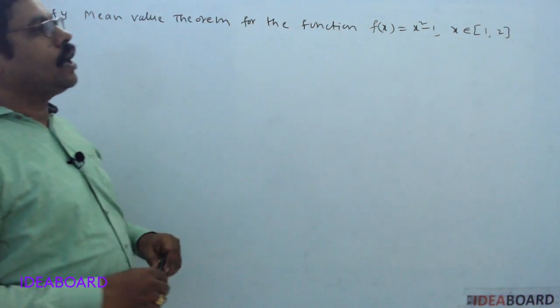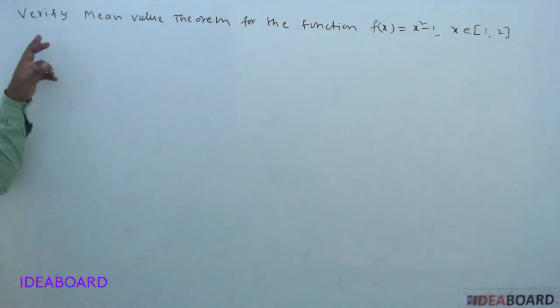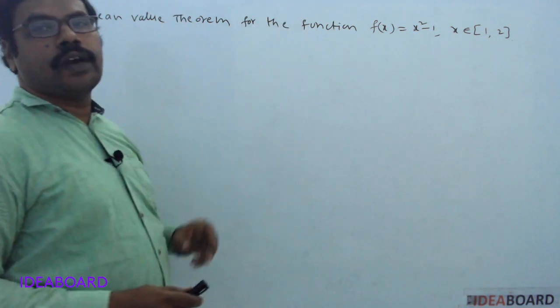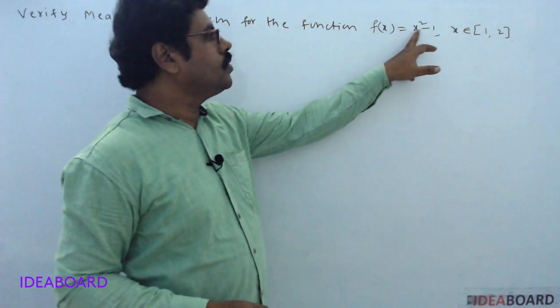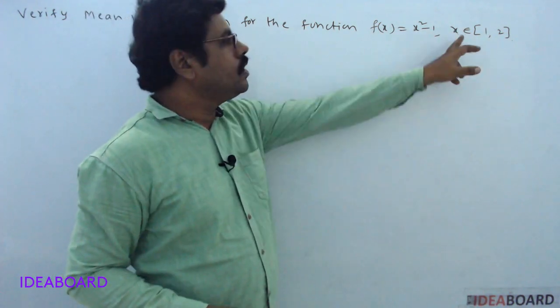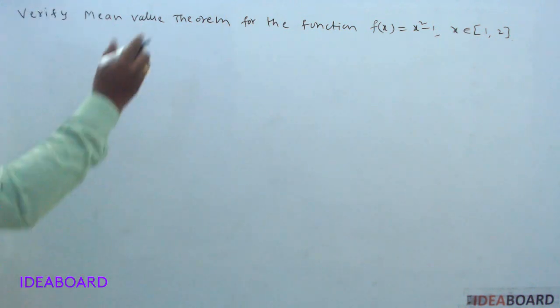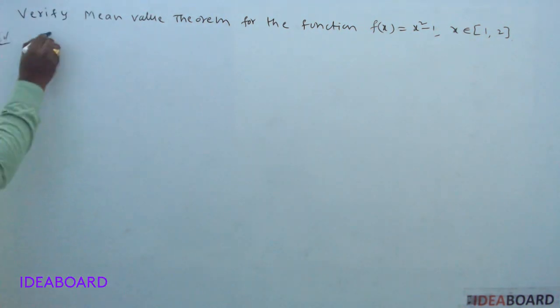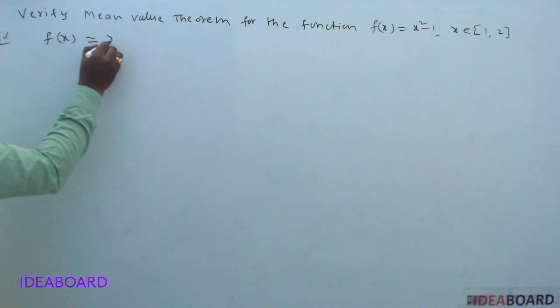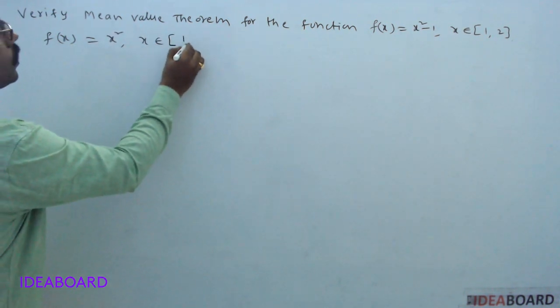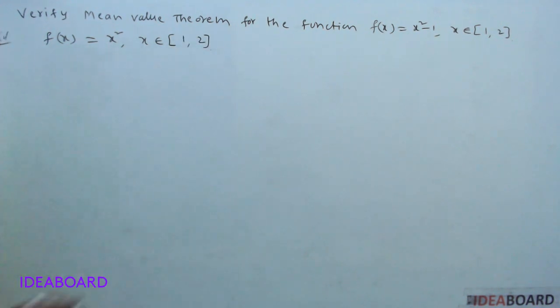Now see one more question on mean value theorem. What is the statement? Verify mean value theorem for the function f of x equals x square minus 1, x belongs to the closed interval 1 comma 2. Now what is the given function? F of x equals x square, with the corresponding closed interval 1 comma 2.